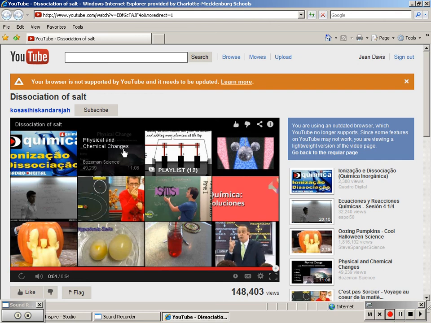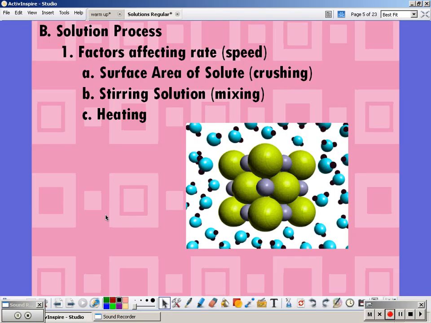Now we can cause the solution to happen at a faster rate if we crush the solute, and that gives the solute more surface area so more waters can break apart the solute. You can stir the solution, which makes fresh water molecules hit the solute more often. You can also heat the solution, and heating gives all of the molecules more kinetic energy, so they're just moving faster and the process happens faster.